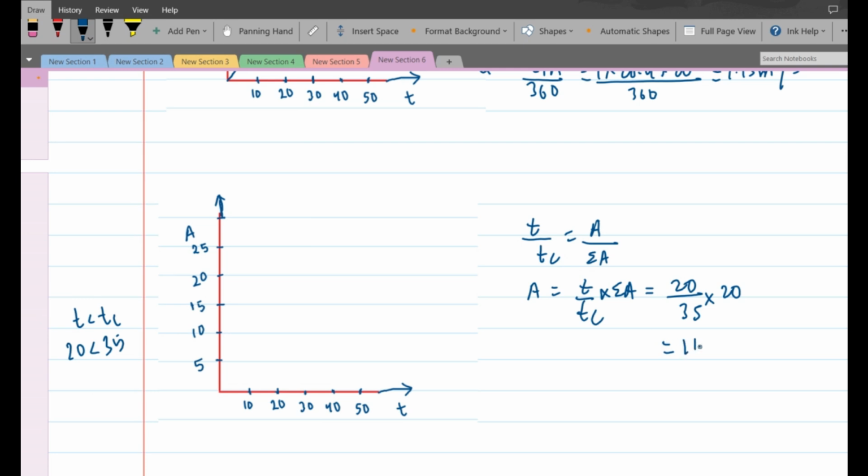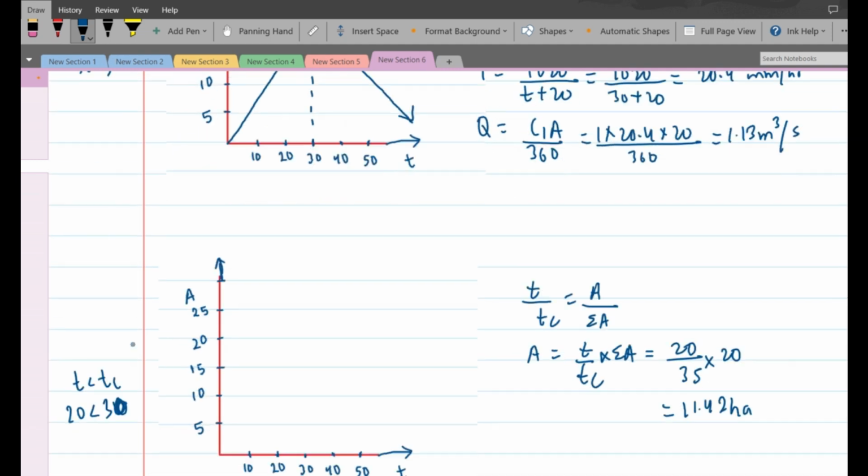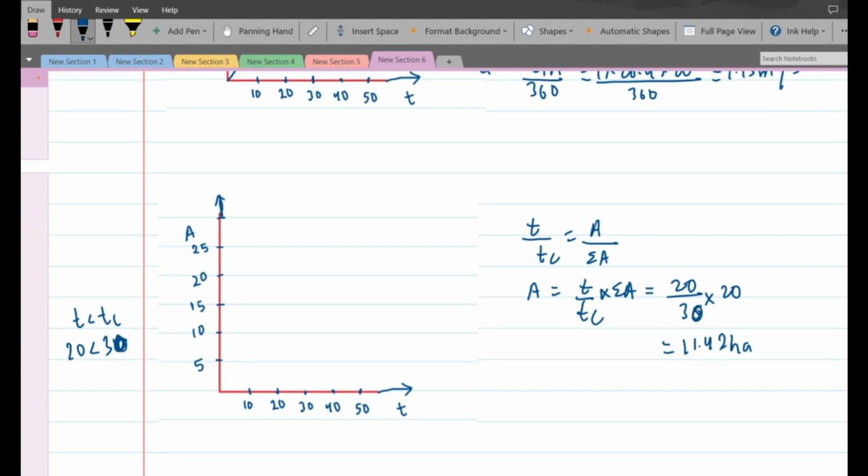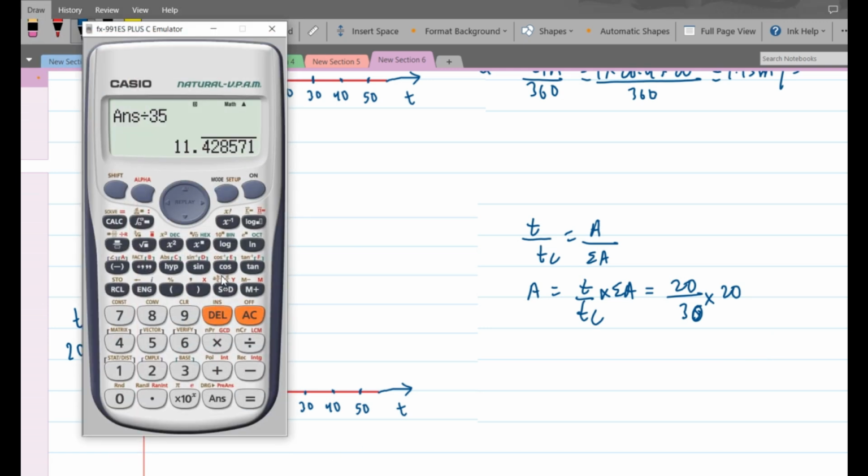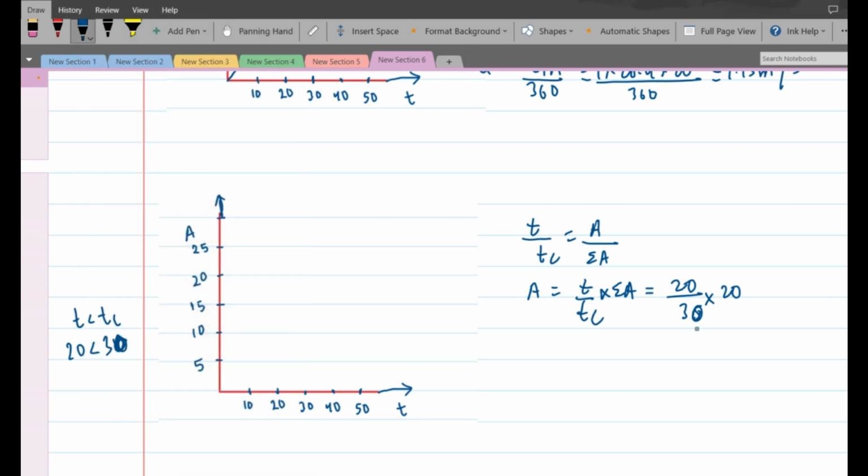Sorry. So time of concentration is not 35, right? There is some mistake. Here it will be 30. Time of concentration is not 35, it is 30. So let's calculate again. 20 into 20 divided by 30. It will be 13.33.